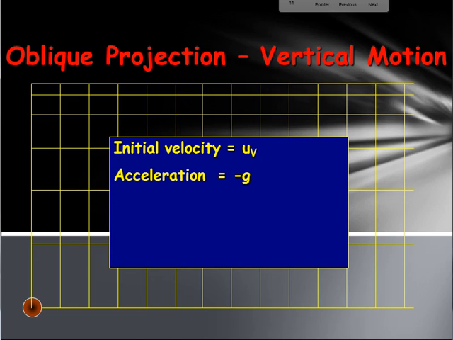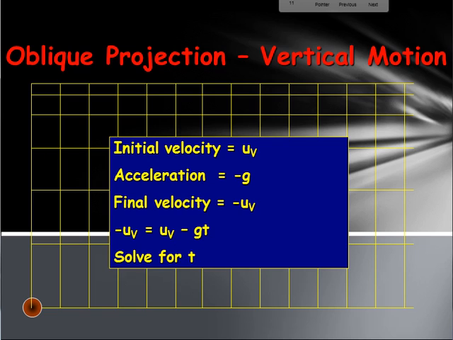You have an initial velocity of u, we've got negative g for our acceleration. We have final velocity of negative u, that's as long as it's impacting at the same point. So we can use minus u equals u minus gt. That is simply v equals u plus at. Then you can solve for t if that's what you're looking for, time of flight.